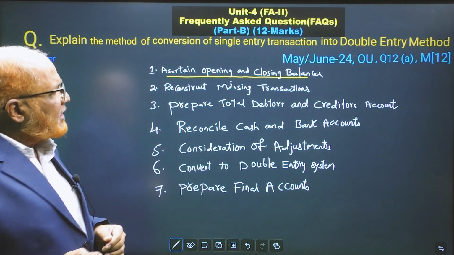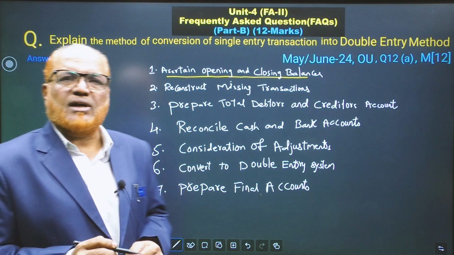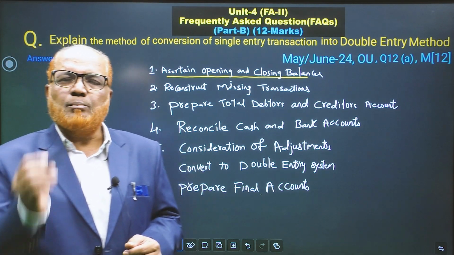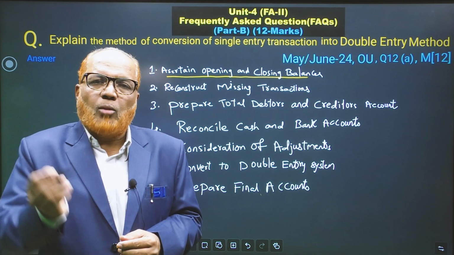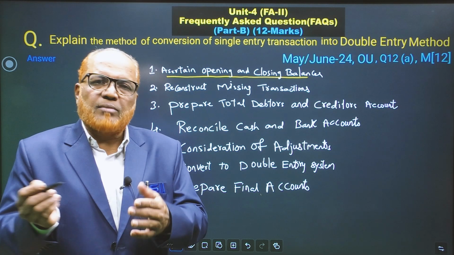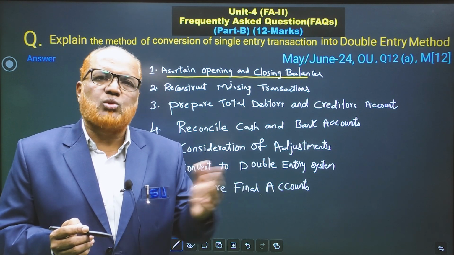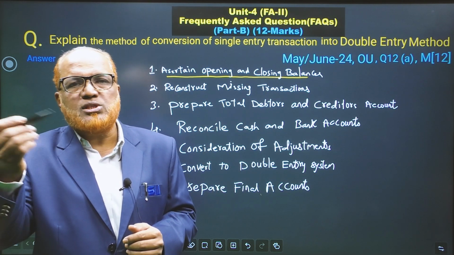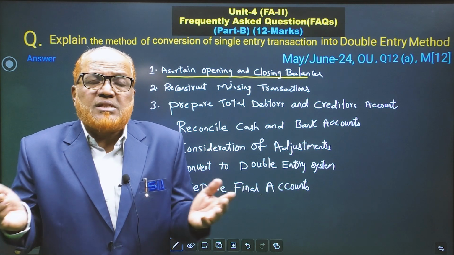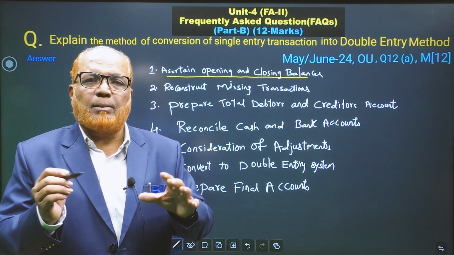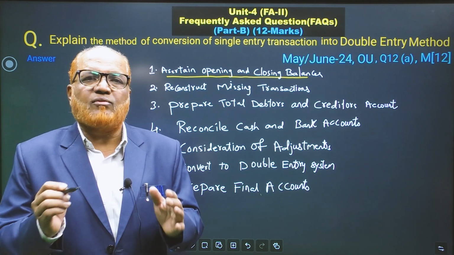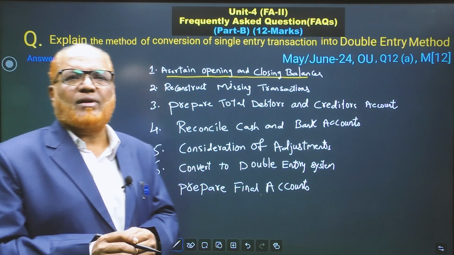The second step is to reconstruct missing transactions. Sometimes some transactions may be missing, like missing cash. How much cash is received from customers? How much cash is paid to suppliers? How much amount is paid for expenses? Some missing transactions may be there. So by preparing the cash account and the bank account, we have to find out the missing information.